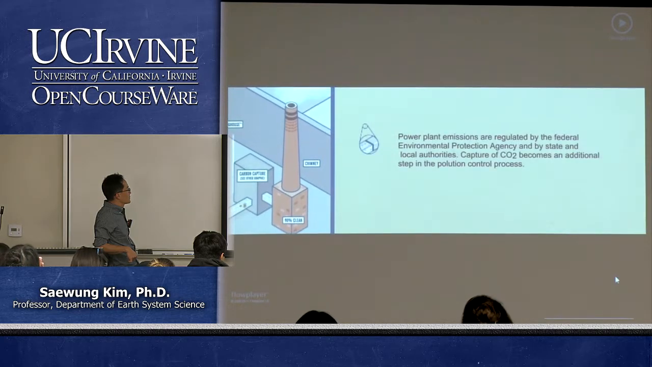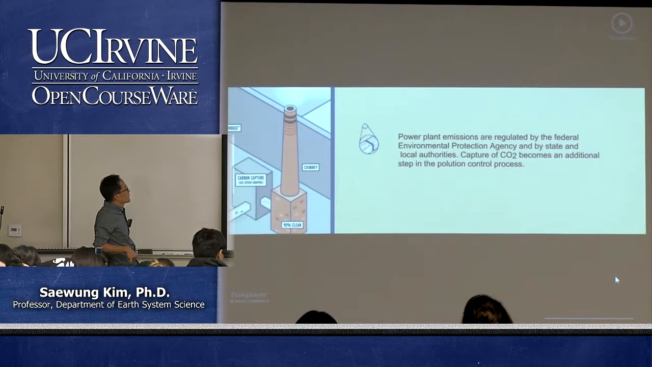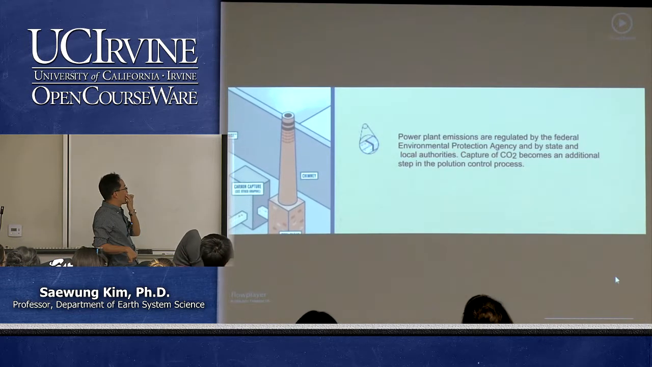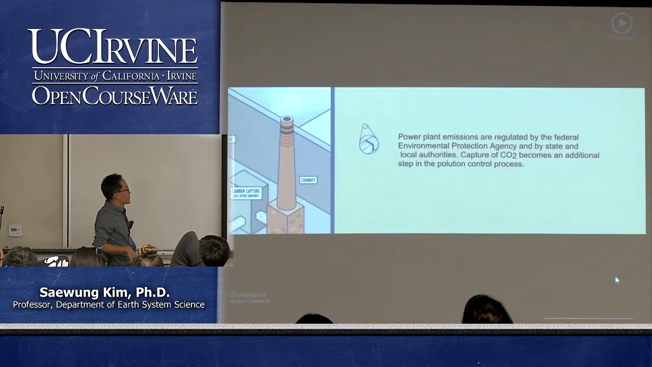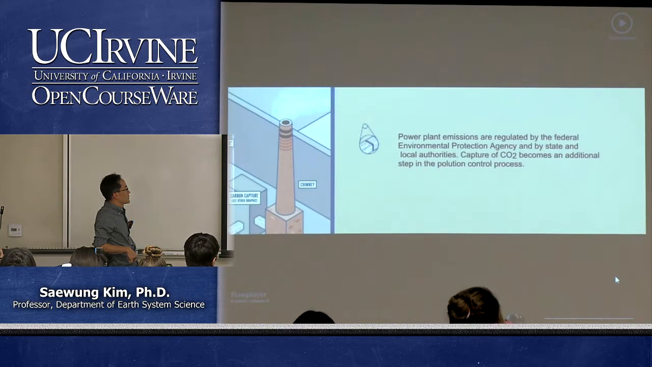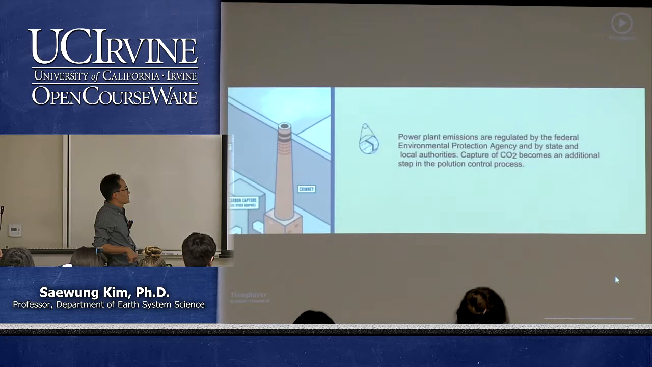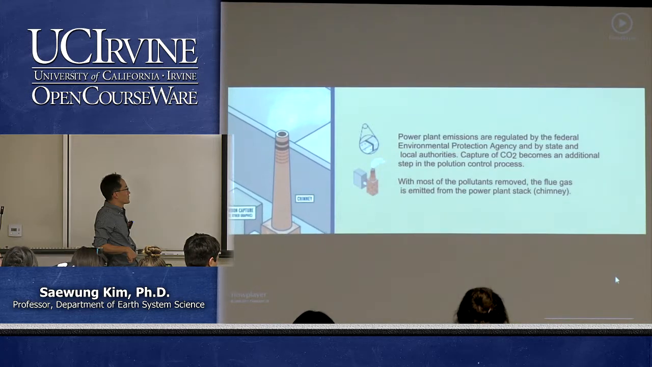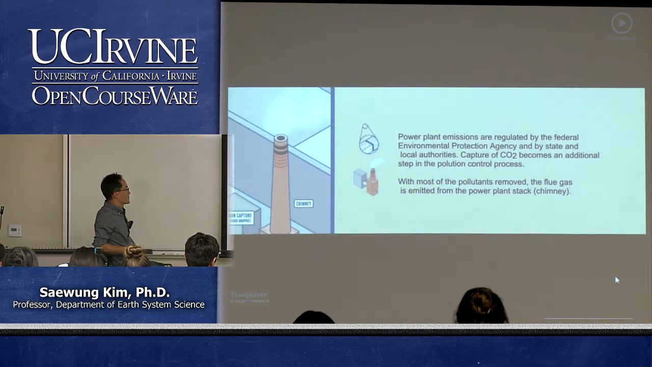Carbon dioxide reduction. Power plant emissions are regulated by the Federal Environmental Protection Agency and by state and local authorities. Capture of carbon dioxide becomes an additional step in the pollution control process. With most of the pollutants removed, the flue gas is emitted from the power plant stack.